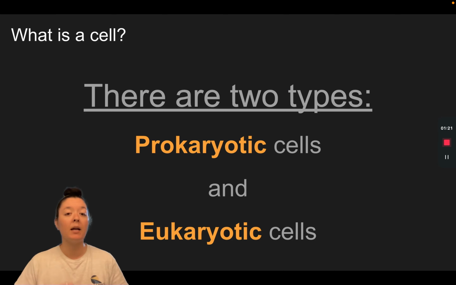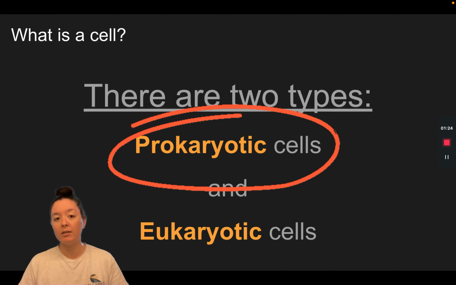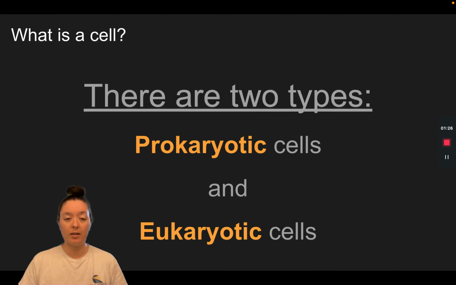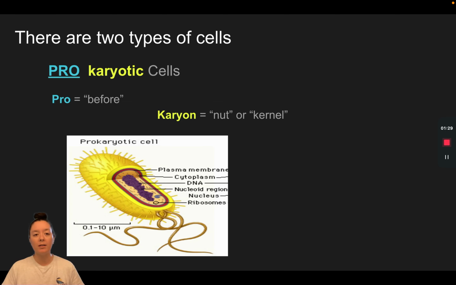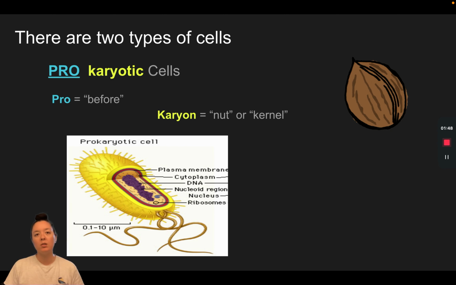There are two main types of cells, prokaryotic cells and eukaryotic cells. Prokaryotic cells are one kind. Breaking down that word, pro means before. Karyotic or karyon is the second part of the word. That usually means nut or kernel. So we're talking about small things with things inside of them, like a nut has a shell on the outside and a nut on the inside.